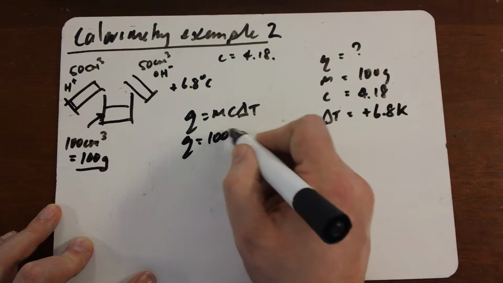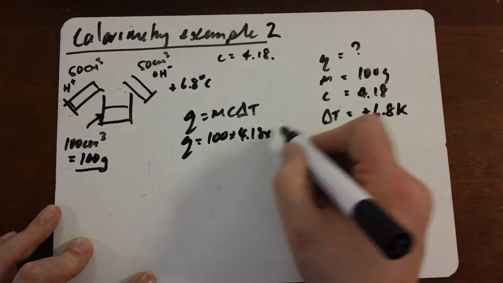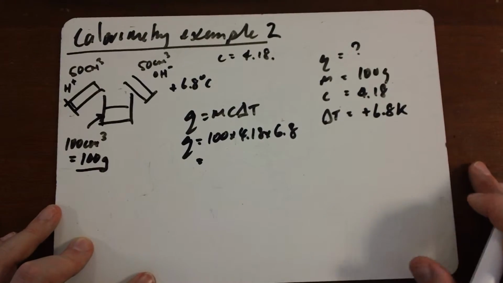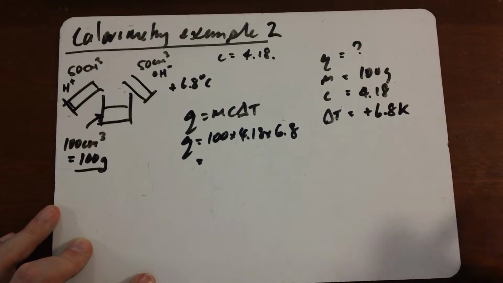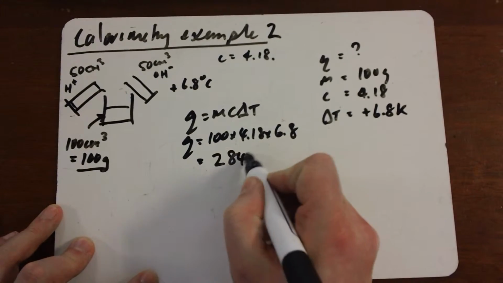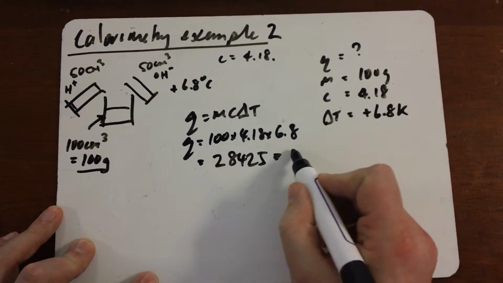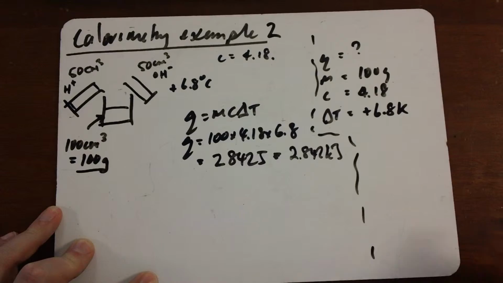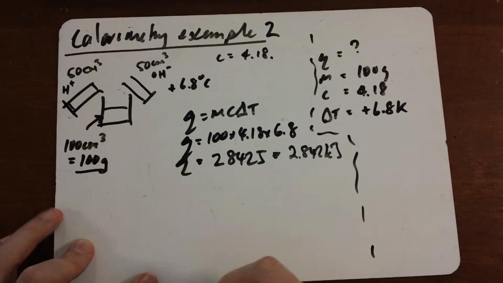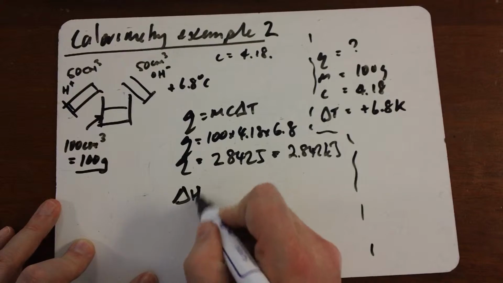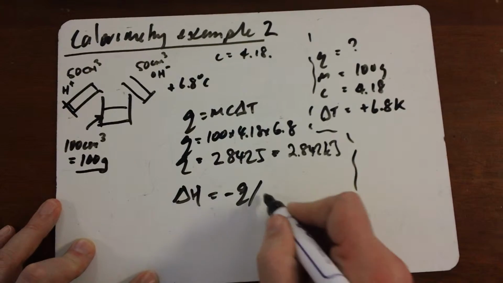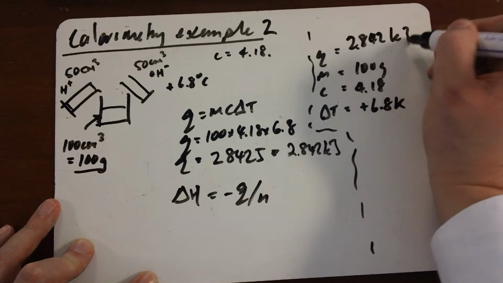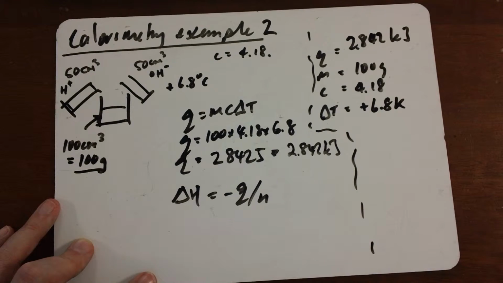Substitute your values in. 100 times 4.18 times 6.8, and we get 2842 joules of energy, and we can convert that straight away to 2.842 kilojoules. Line around there. So that's our Q value. Right, so the next thing we need to do is work out the delta H using the Q value, the negative Q over n. So now we know Q is 2.842 kilojoules.